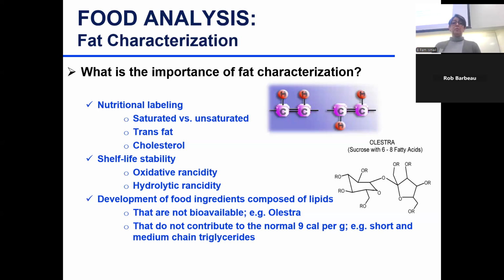Development of food ingredients. When we want to determine the characteristics of fat, we look at food ingredients that are used as fat supplements, like olestra. Olestra is a sucrose with 6 to 8 fatty acids. So it resembles fat in its consistency, but it doesn't carry calories. And also short chain fatty acids in triglycerides don't necessarily carry high calories. So 1 gram of those might not convert to 9 calories.